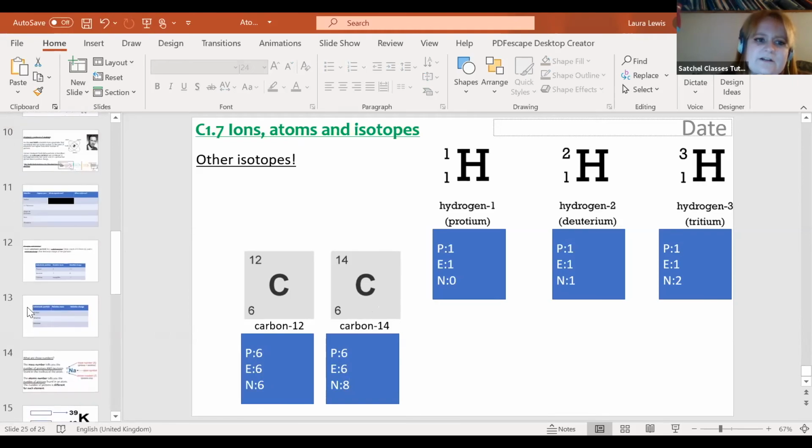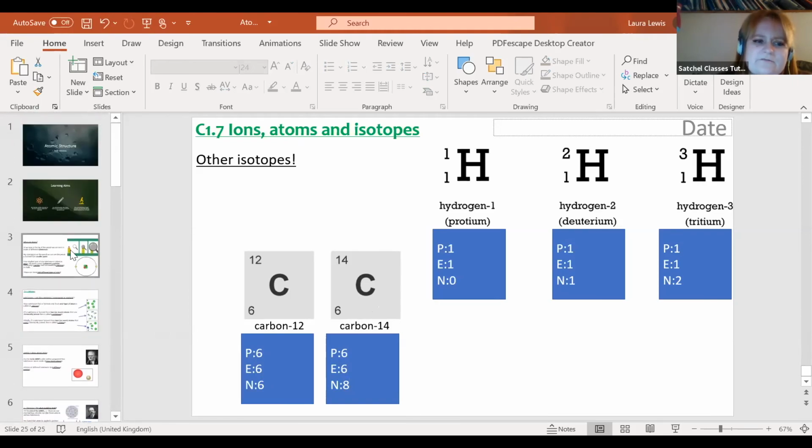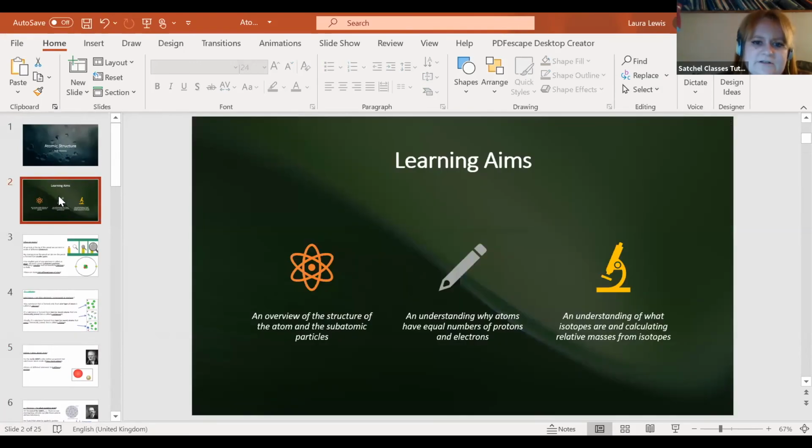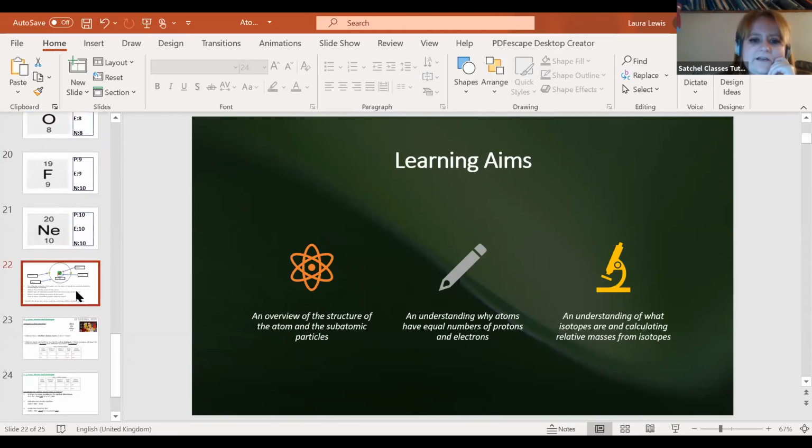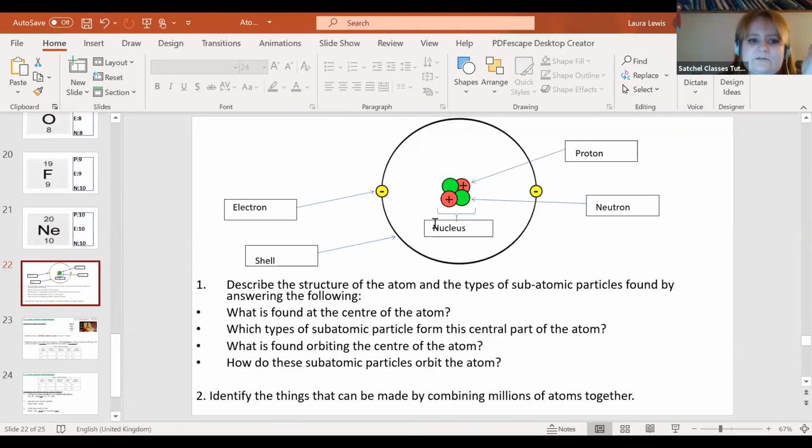Okay, so I'm going to go quickly over what we have learned. The overview is the structure of the atom and subatomic particles. There's probably quite a lot of times in this video where you want to pause it, isn't there? There's quite a lot of things going on. So the structure of the atom, subatomic particles. Remember, we filled in here. Very, very important.